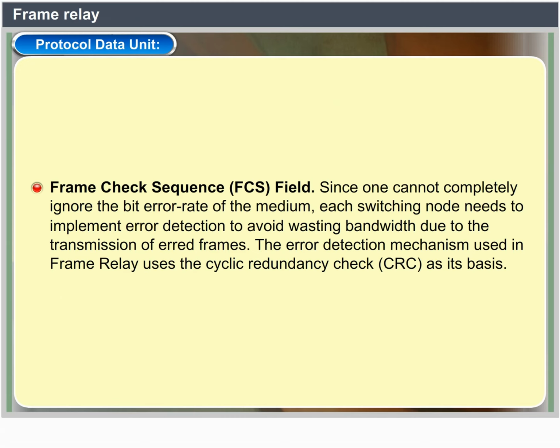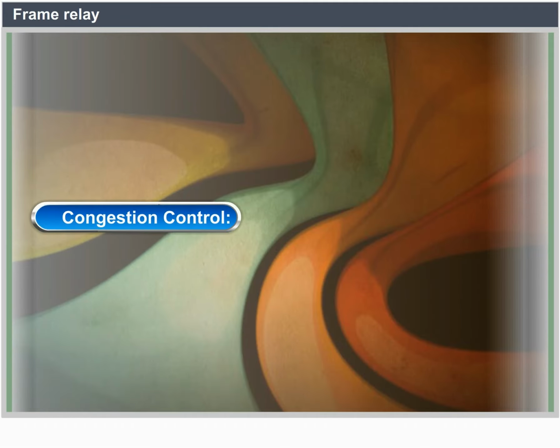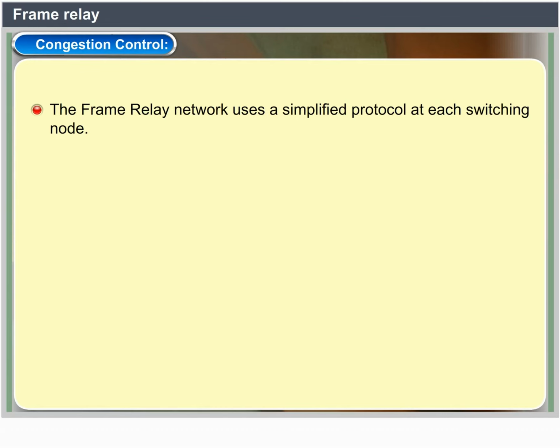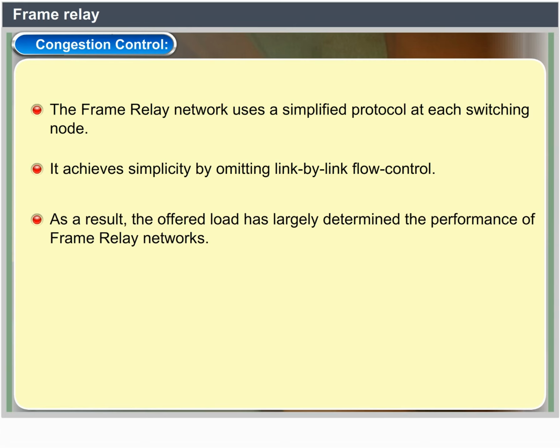Congestion control. The Frame Relay network uses a simplified protocol at each switching node. It achieves simplicity by omitting link-by-link flow control. As a result, the offered load has largely determined the performance of Frame Relay networks.